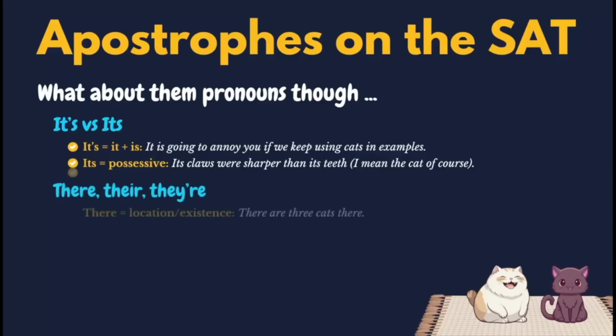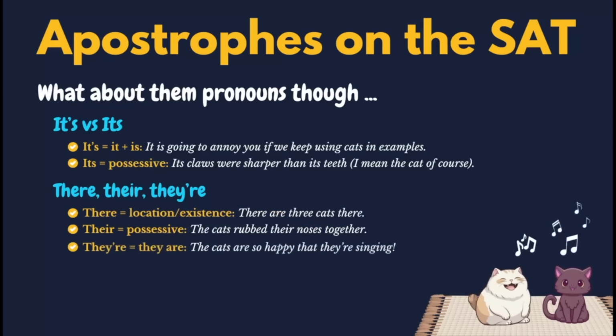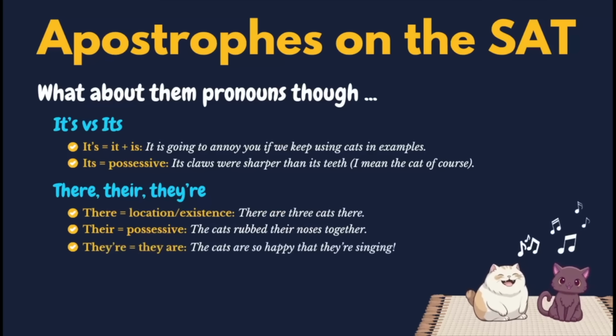There, and their. There's going to be location. Their, with an E-I-R, is going to be our possessive. And again, we follow that rule that the contraction takes the apostrophe. So they're, they are, is going to be "they are," and it takes the apostrophe.